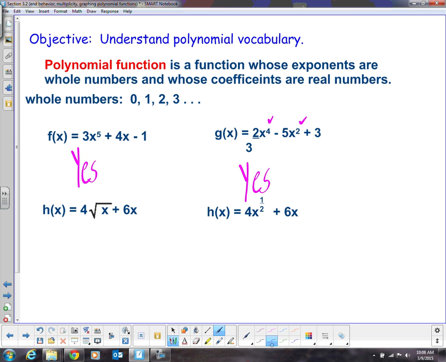No, this is not a polynomial. Why? X to what power? Right, that's a fractional exponent. That is not a polynomial. What about this one? Why? Right, so now that's real obvious, isn't it?